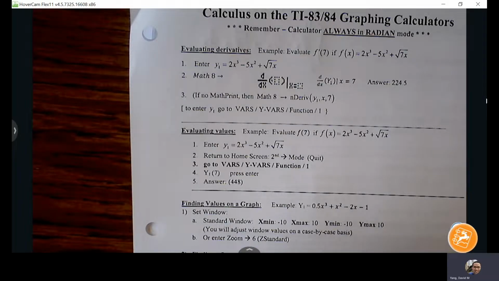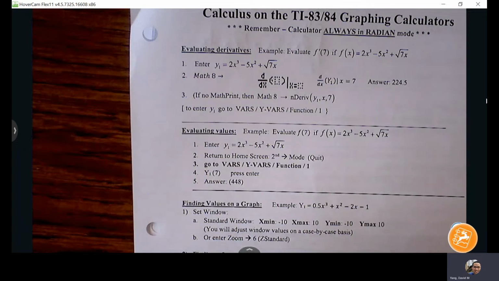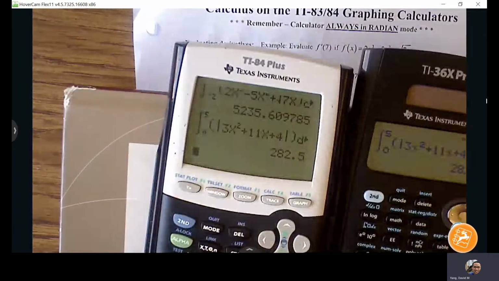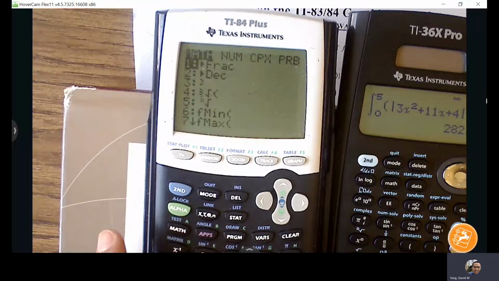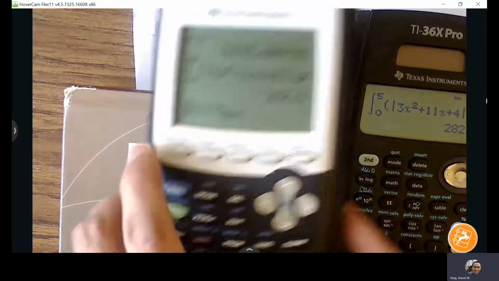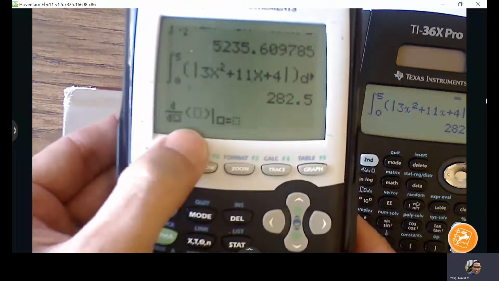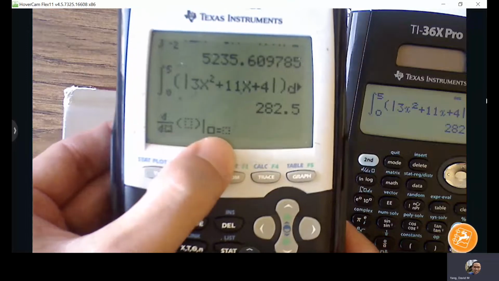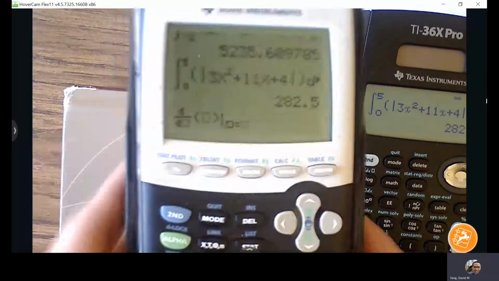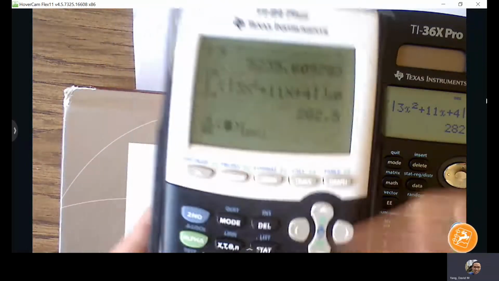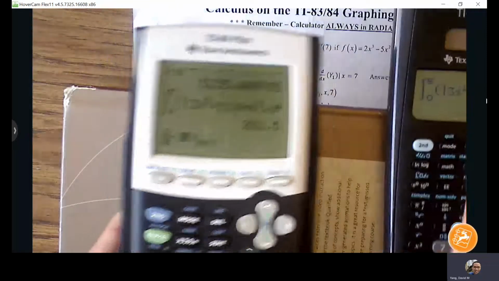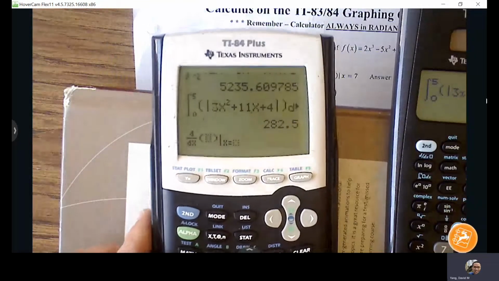So again, let's enter in the function, but let's do Math 8. So Math 8 will be the derivative feature. Math 9 is the integral feature. Math 8 is the derivative feature. So we do Math 8. There's that d over dx notation showing up. So we're going to put x in the expression, and then you're going to say x equals whatever that value is. So let me do it on the graphing calculator first, and then I'll show on the 36 Pro.